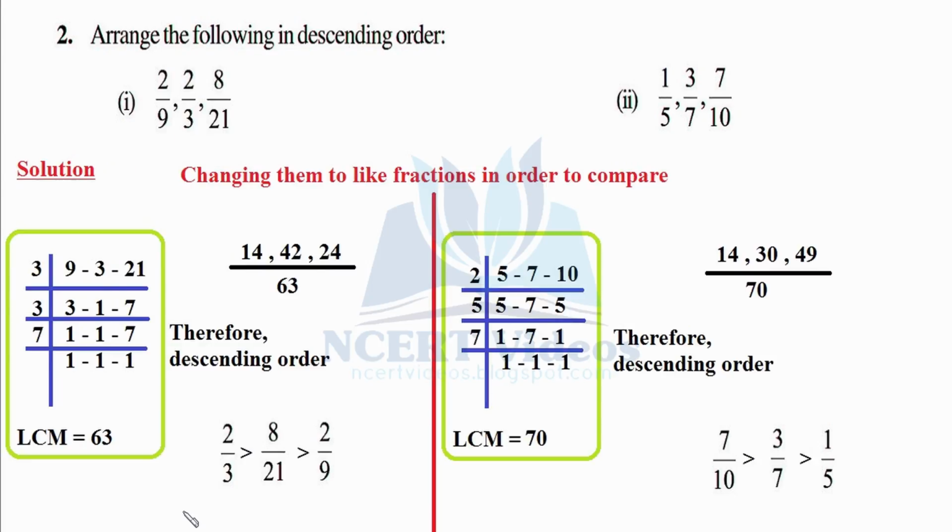So first of all, we will take the LCM. So 9, 3, 21 as it is. So 3 3s are 9, 3 1s are 3, 3 7s are 21. You know this thing, how it is done. So again, we will discuss the first portion. The second is left for you.